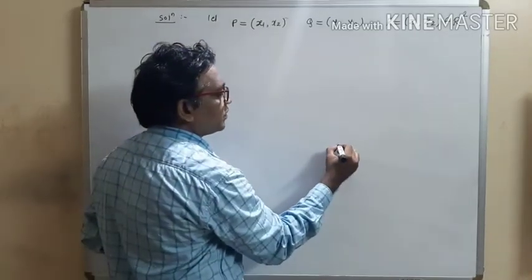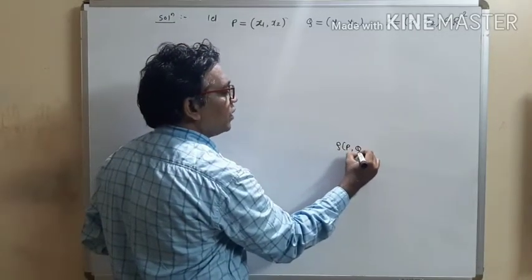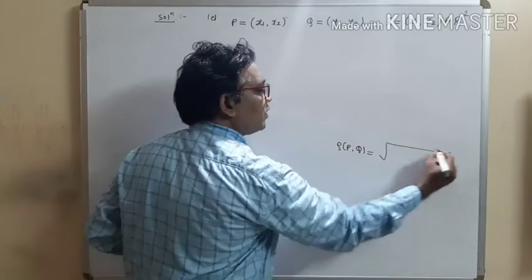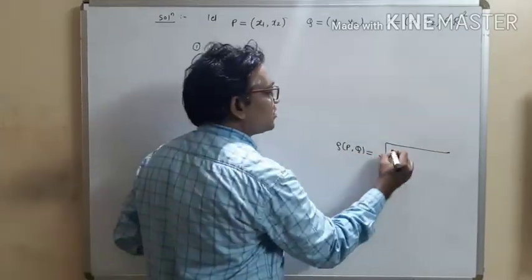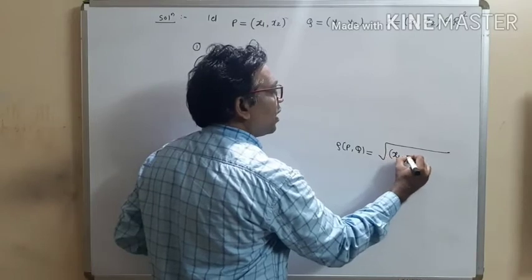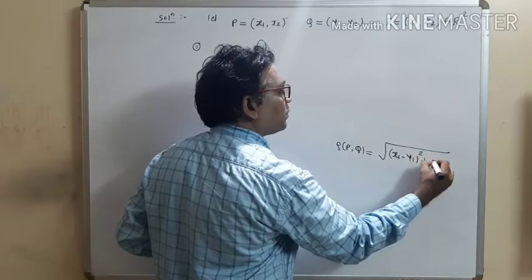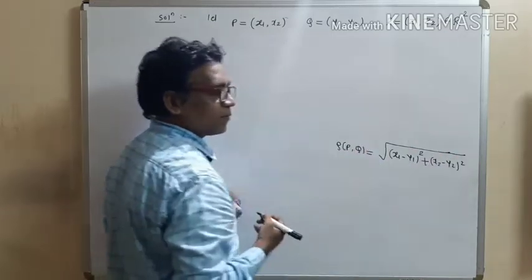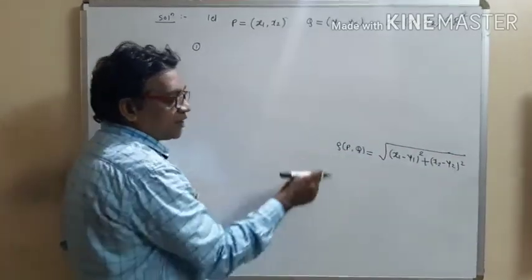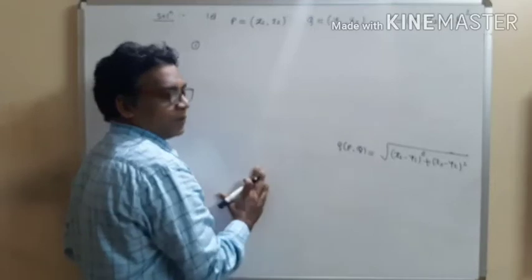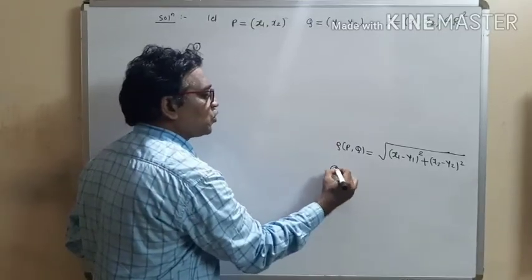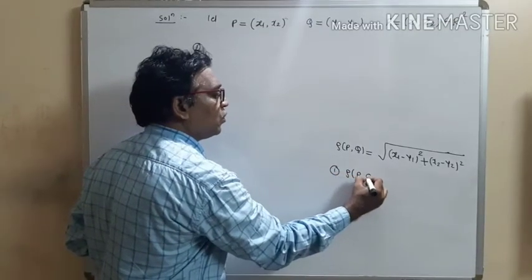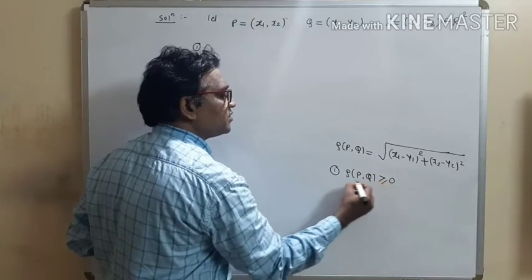Now what is given? Rho PQ is equal to, this is the given definition, under root x1 minus y1 bracket square plus x2 minus y2 bracket square. Now let us prove that this rho is a metric. Metric means we show the first condition, that rho of PQ is non-negative.